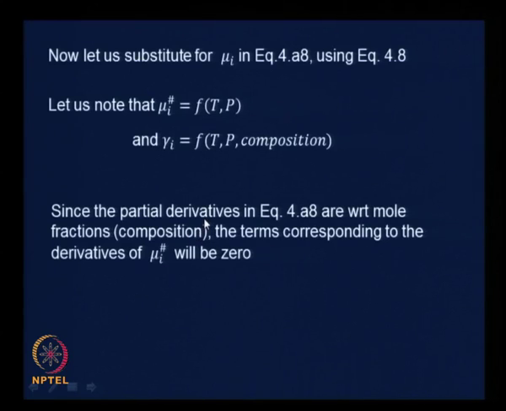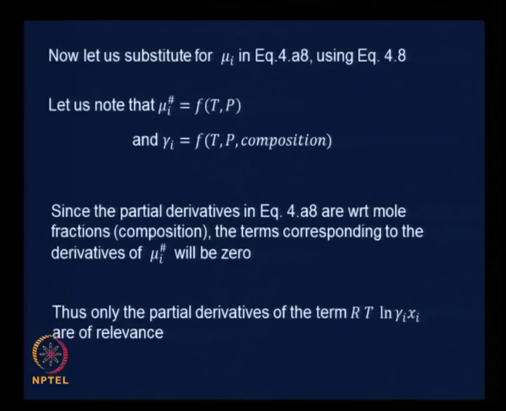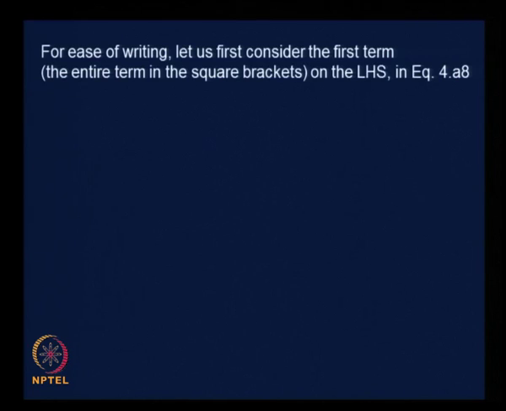The partial derivatives in equation 4.A8 are with respect to mole fractions, and therefore the terms corresponding to the derivatives of mu I hash are going to be 0, because mu I hash is only a function of temperature and pressure and not of composition. Therefore, if you take the partial derivative with respect to the mole fraction, that is going to be automatically 0, because it is a constant value with respect to mole fraction. Therefore, you can just drop all the mu I hash terms completely, and only the partial derivatives of the term RT ln gamma I xi are of relevance here. Okay. Let us see what happens if you put that in.